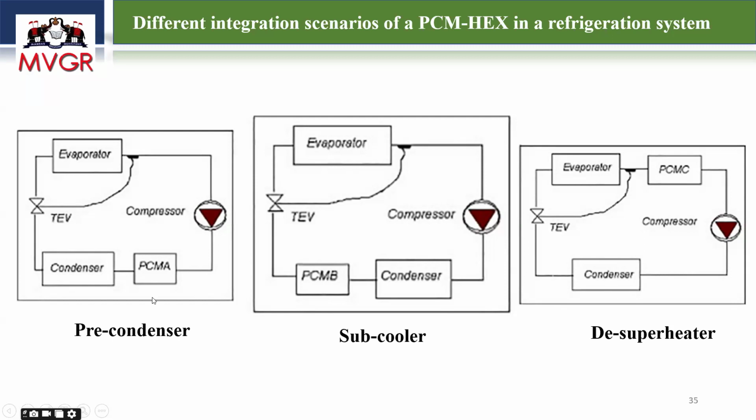Suppose you put phase change material after this compression, what will happen? It will absorb the heat from the high temperature refrigerant coming from the compressor, which will be cooled over here, and the cooler refrigerant will be sent to the condenser, so that my condenser load will reduce. Obviously, the COP value will increase.